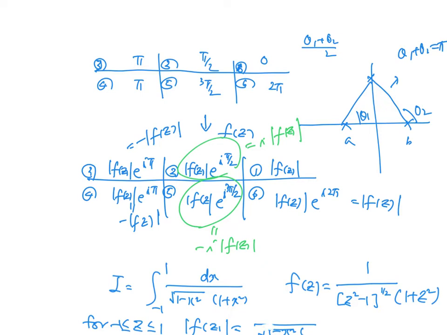Can you see? On the x-axis, the absolute value of f(z) is simply square root of 1 minus x squared, 1 plus x squared, right? When x is between minus 1 and 1, if you take the absolute value, then x has to be less than 1. Otherwise, it becomes imaginary. So the absolute value on the x-axis becomes 1 over square root of 1 minus x squared, 1 plus x squared. So using this knowledge, we can do this integral.